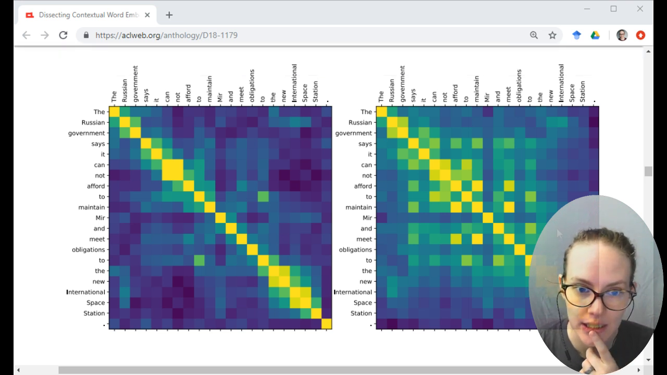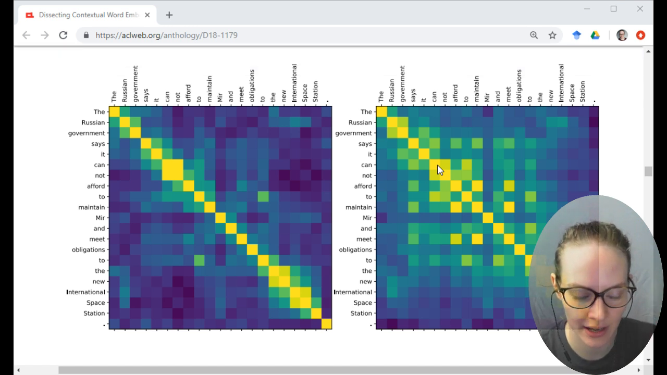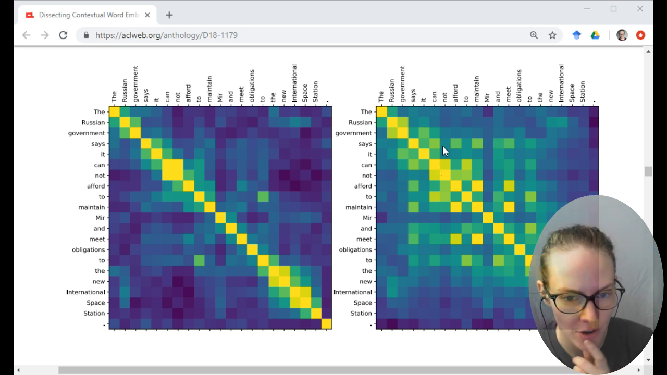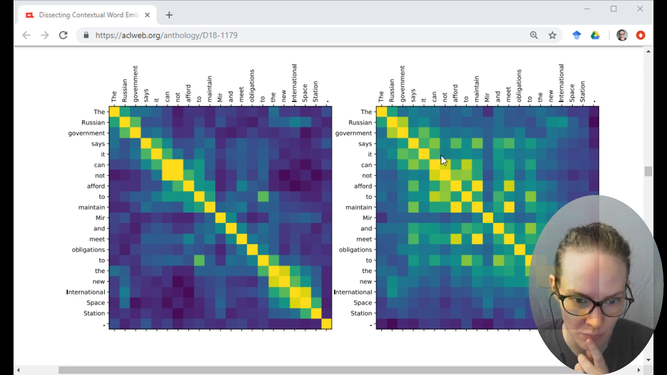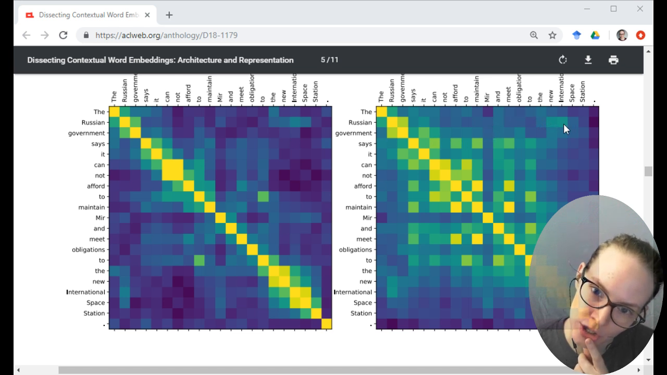And then as we move up through the LSTM, so this is the first layer, up through the fourth layer, and the LSTM isn't gated. Well, I mean, all LSTMs are gated, because they have a forget gate. As we move up to the top layer, they're arguing that we see more constituency structure. So the Russian government says it cannot afford to maintain Mir and meet obligations to the new International Space Station.